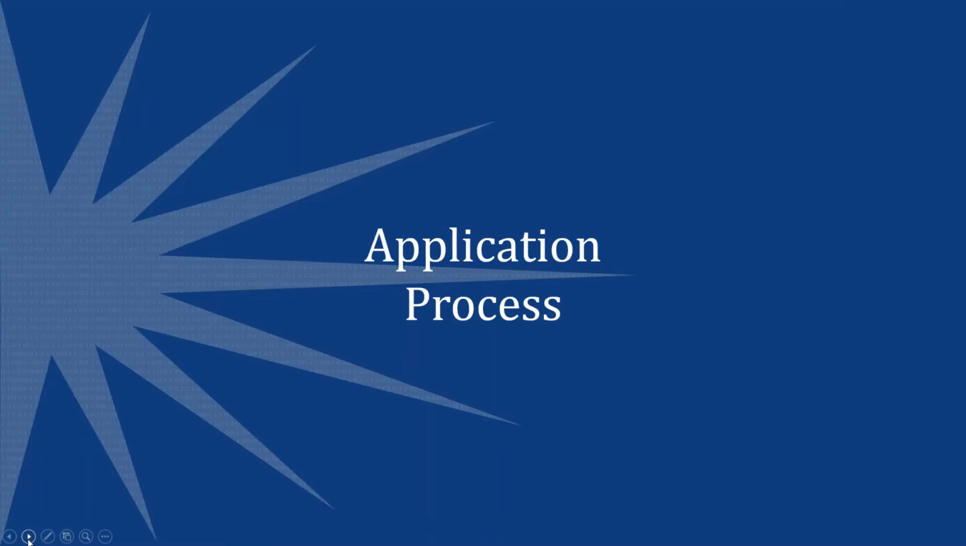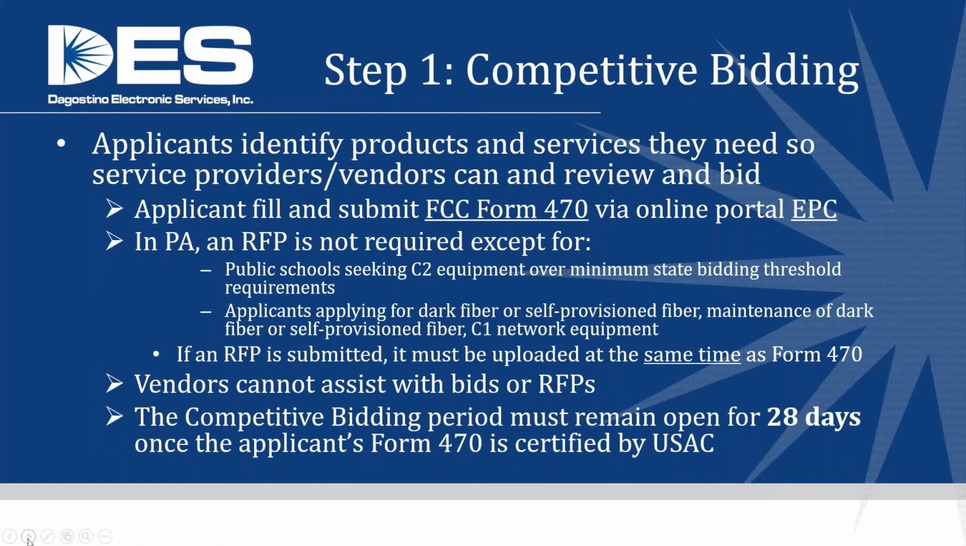Okay, and I'm going to cover the application process. The first step is competitive bidding. Applicants should identify the products and services that you need for your buildings so that service providers like Dagostino can review and bid. You'll fill out and submit a Form 470 via the online portal, and make sure that you use a descriptive nickname for your application so you can find it later. You can imagine a lot of these applications are going to be similar throughout the school district. So, make it memorable so that you can find it.